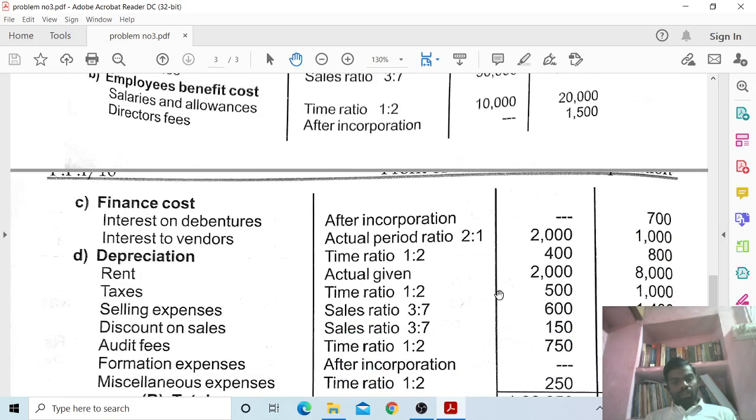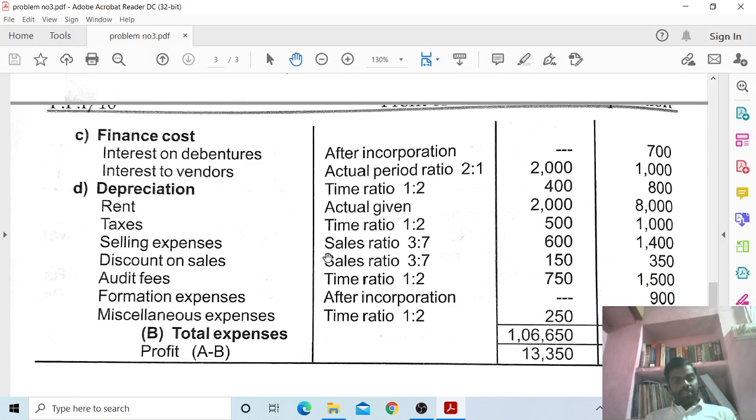This amount is distributed among the shareholders on the basis of time. So 1,500, so 500 and 1,000. Next, selling expenses, total selling expense in sales ratio 3 is to 7. So 2,000 is there, 600 and 1,400. Next, discount on sales, sales ratio 3 is to 7. So here 500 is there, so 150 and 350.